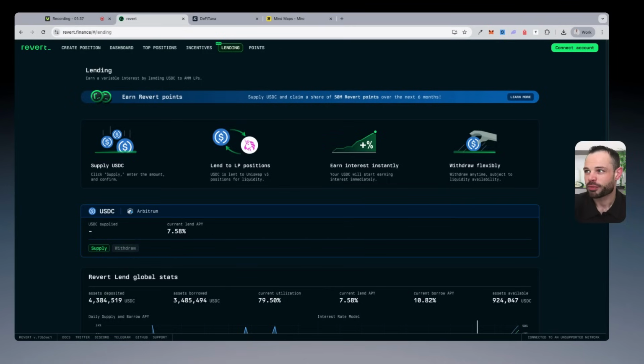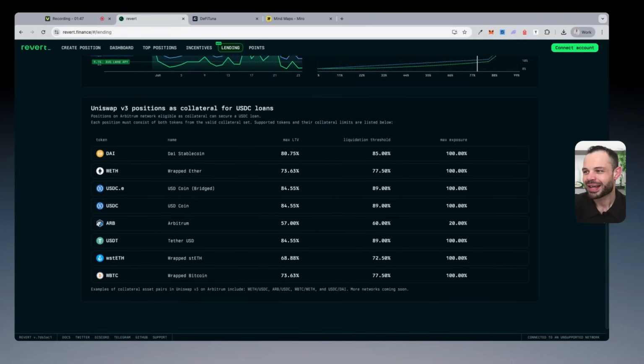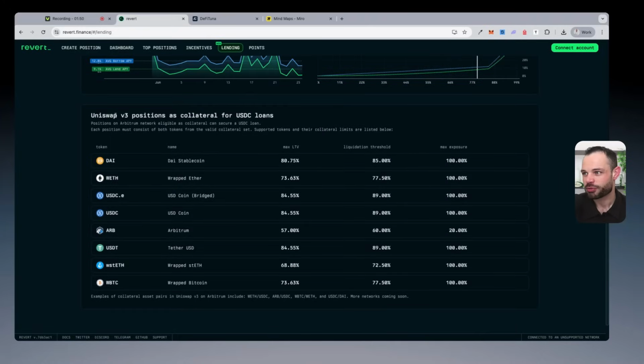So again, Revert Finance is specific to the Ethereum ecosystem. You must be using the Arbitrum network in order to essentially enter pools on Uniswap that are native to Arbitrum. And you must be using V3 positions with these exact tokens below in order to be eligible to be able to add leverage on those specific positions.